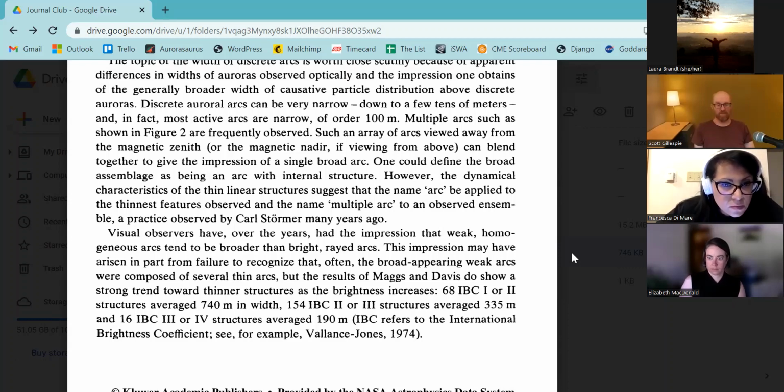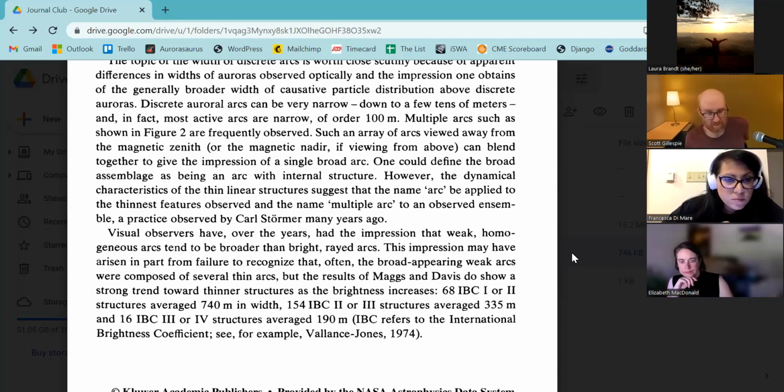Visual observers have, over the years, had the impression that weak, homogeneous arcs tend to be broader than bright rayed arcs. This impression may have arisen in part from failure to recognize that, often, the broad-appearing weak arcs were composed of several thin arcs, but the results of Maggs and Davis do show a strong trend toward thinner structures as the brightness increases. 68 IBC 1 or 2 structures averaged 740 meters in width.